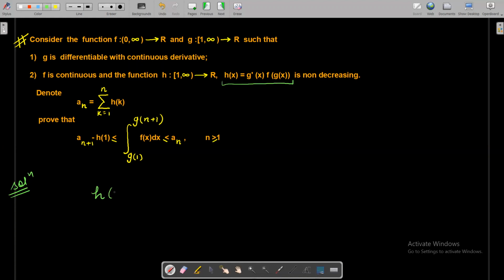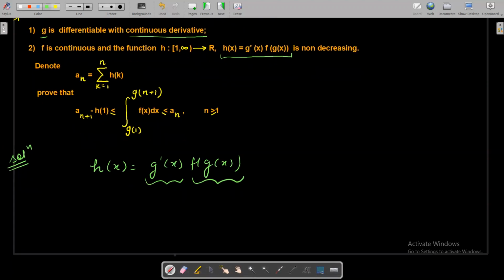What we have is h of x is equals to g dash of x, f of g of x. You can see that basically h of x is nothing but the product of two continuous functions. G has a continuous derivative, so g dash is definitely a continuous function. F of g of x is also continuous. Now, since h is the product of two continuous functions, I can say that h is a continuous function.